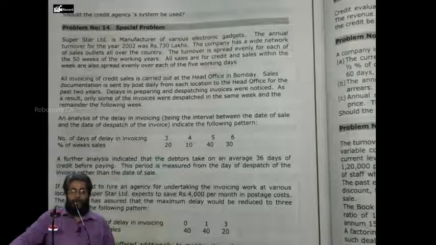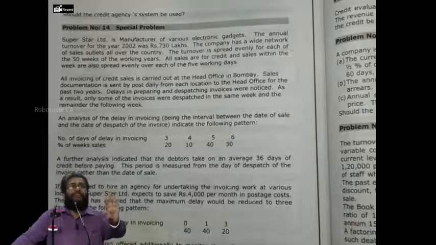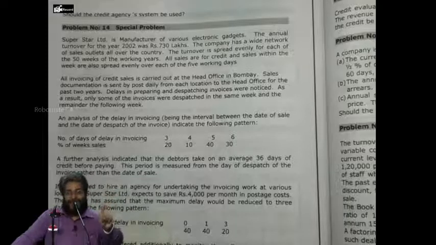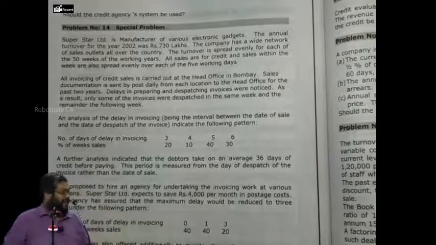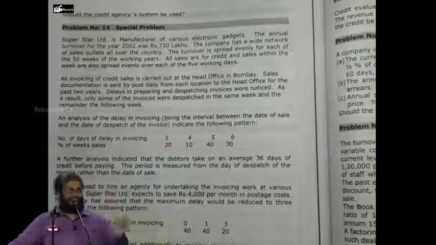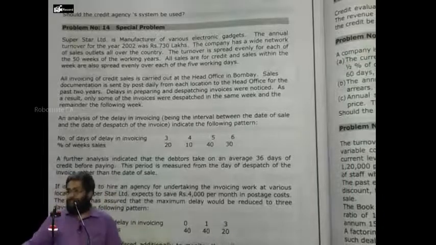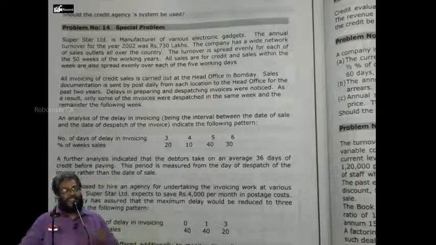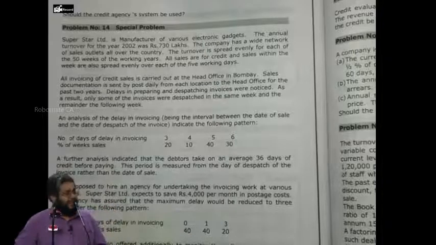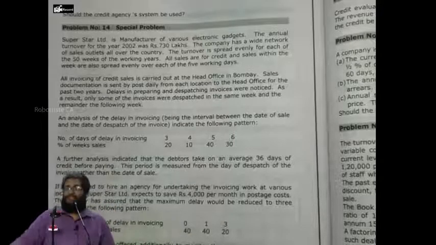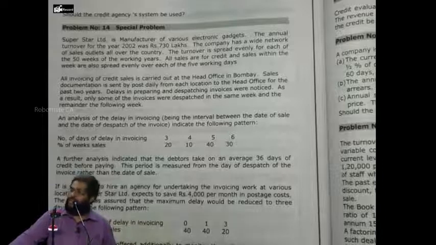Postage? Okay, sorry. I think there are two benefits. One is what? Interest saved on reduced debtors. Number two is what? Postage savings. Accepted. What is the cost here? Agency fees is the only cost. Accept it. Can I proceed or not? That's why first the cost benefit analysis and then go for the working. Okay, right.